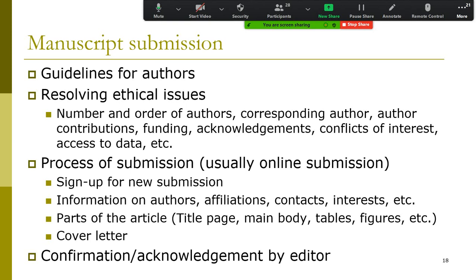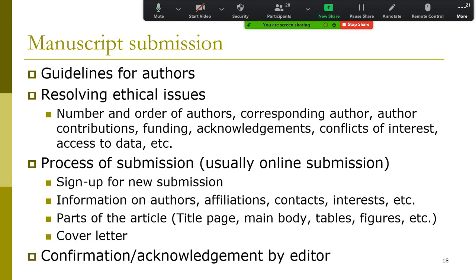If you get funding from any agency, it should be mentioned clearly. There must be acknowledgements for others if you got help from them, and if you have any conflicts of interest, those should be declared and disclosed in the article. And there may be a statement or note on access to data. If someone is interested after the publication in seeing the data, he or she can contact the author, or the data can be found in a repository or somewhere else. All these issues should be resolved before submission.